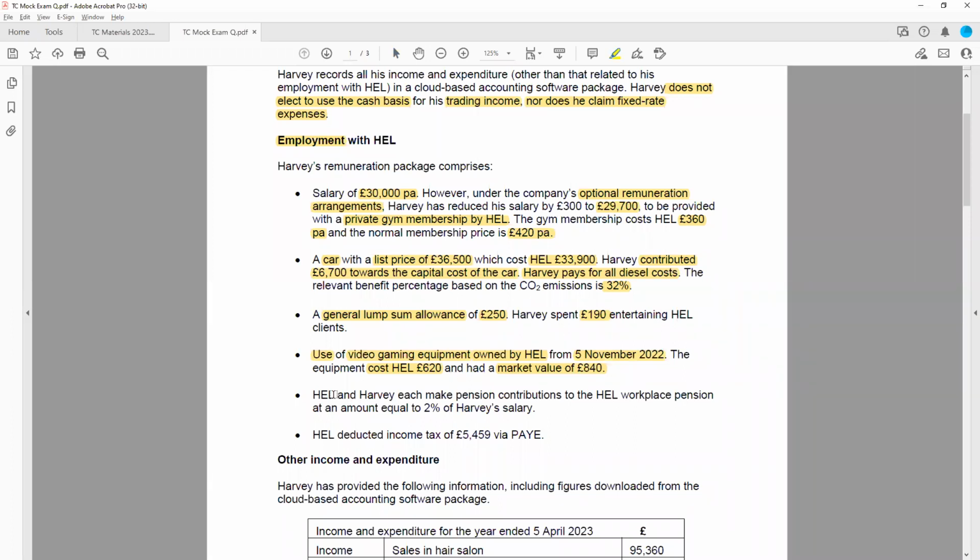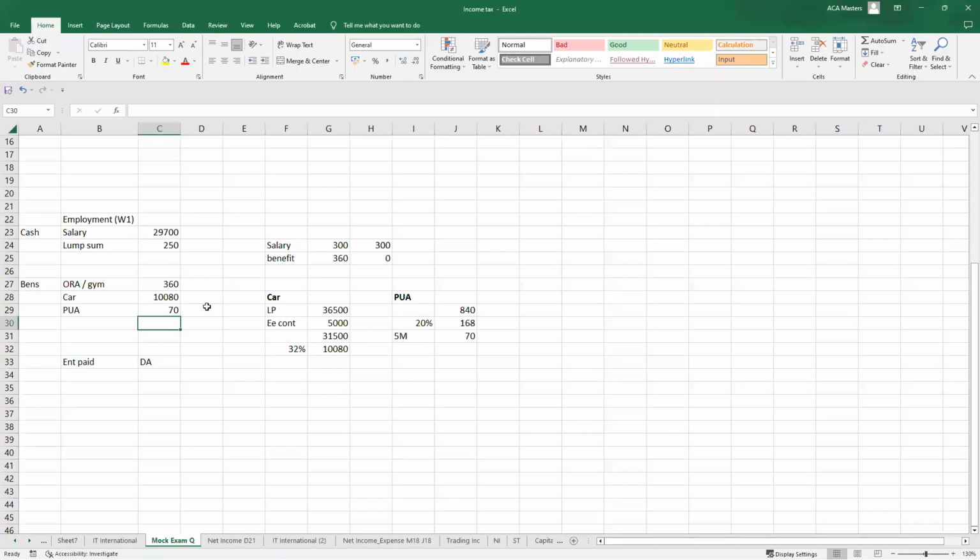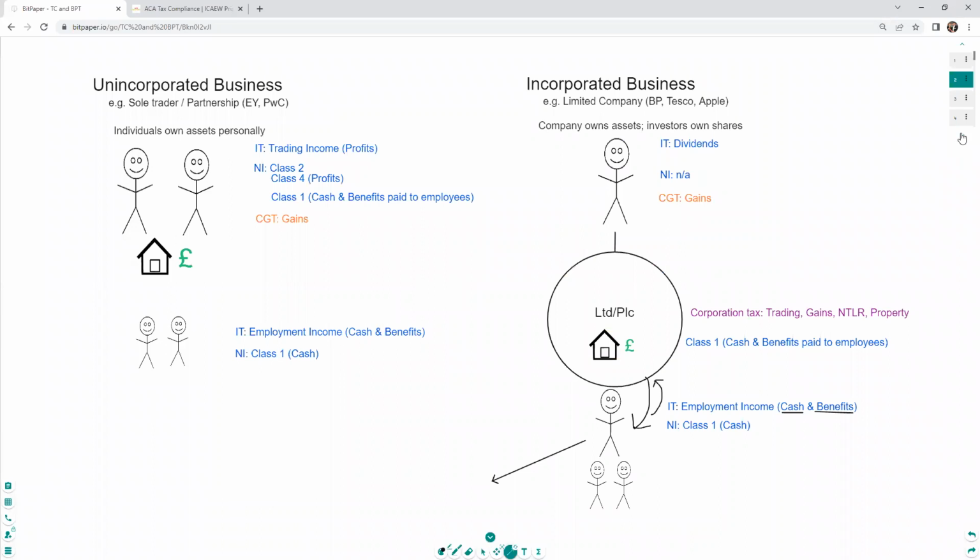And then we're told HEL and Harvey each make pension contributions to the HEL workplace pension scheme at an amount equal to 2% of Harvey's salary. So the employer and Harvey himself, the employee, each make pension contributions to the workplace pension at 2% of Harvey's salary. So you can first of all think about how this works with a pension.